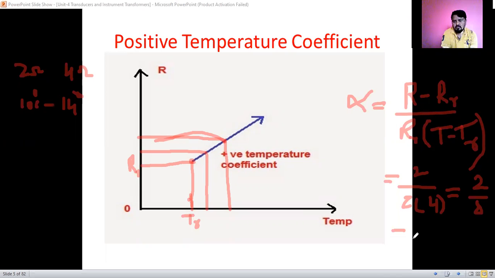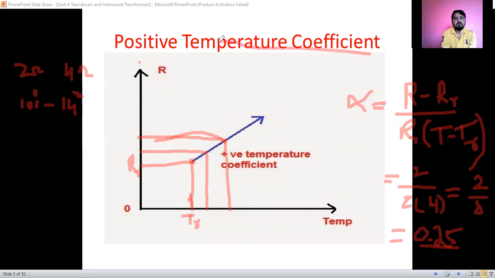1 by 4 is nothing but 0.25. Is 0.25 positive or negative here? Positive. That is called positive temperature coefficient, we are going to call it.